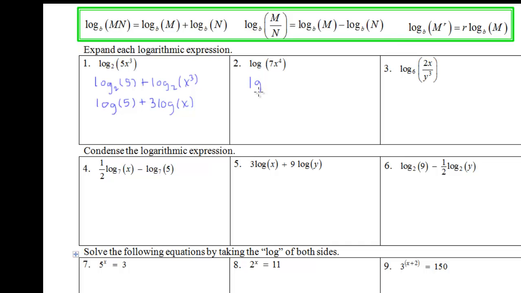So this is the log, and since there's no base showing, it's base 10, and that's fine. You don't have to write the base, or if you'd prefer, you can write the base. But if you do write it, it will be base 10. So log base 10 of 7 plus log base 10 of x to the 4th. And then the log of 7 will just stay, plus 4 times the log of x.